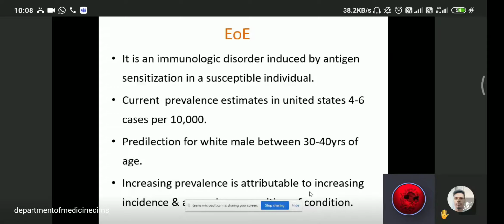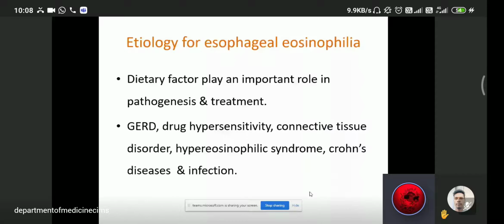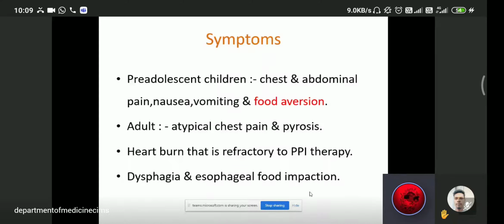Etiology: the primary dietary factor plays an important role in the pathogenesis and treatment. GERD, as I said, is a part of esophageal eosinophilia. Drug-induced hypersensitivity, connective tissue disorder, hypereosinophilic syndrome, Crohn's disease, and infection may also result in the development of this esophageal eosinophilia.